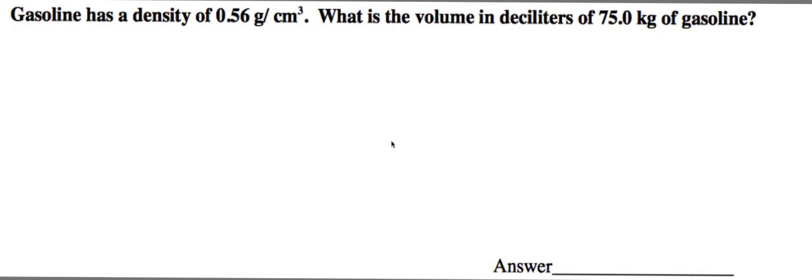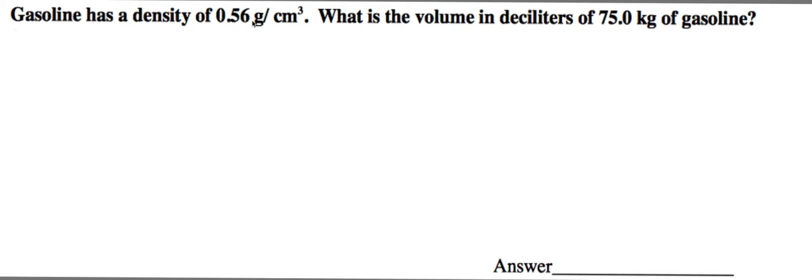So gasoline has a density of 0.56 grams per centimeter cubed. What's the volume in deciliters of 75.0 kilograms of gasoline? So we're given two things. We're given the density and we're given 75.0 kilograms. So what are we going to start with?